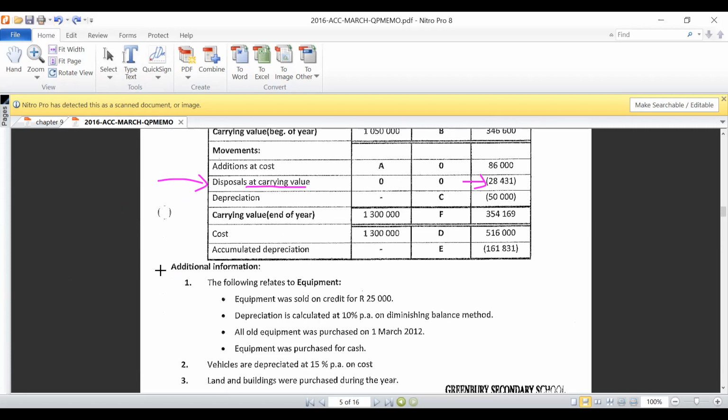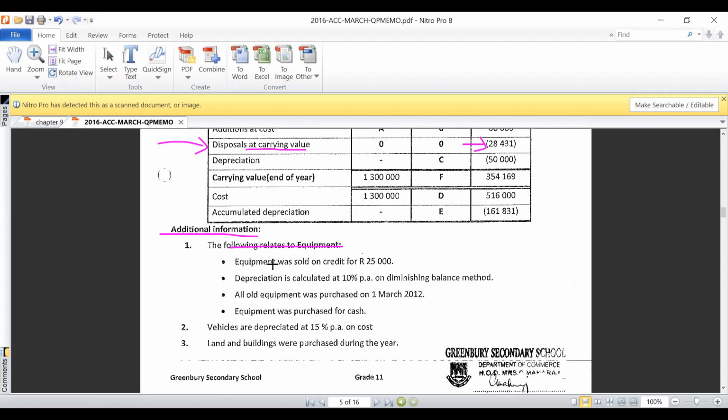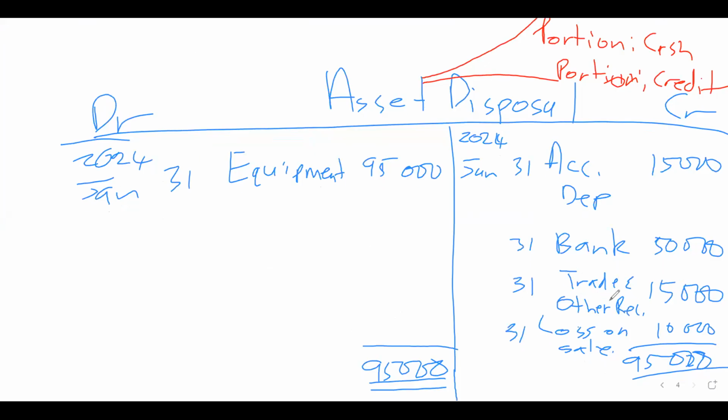Another way is by going through the additional information which they've given to you, where they say the following relates to equipment. So what is happening to the equipment? There was an equipment sold on credit. Do you see this one? It was sold on credit. So that's where we're going to have something like what I was showing you earlier on the whiteboard. That's where you're going to have trade and other receivables instead of bank.